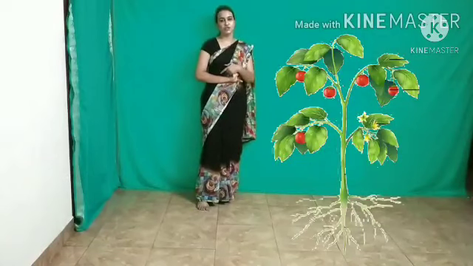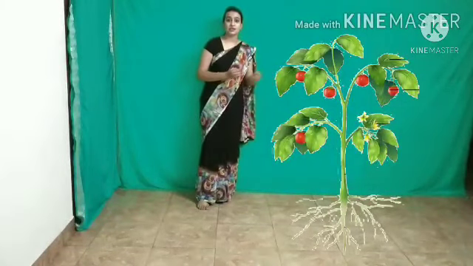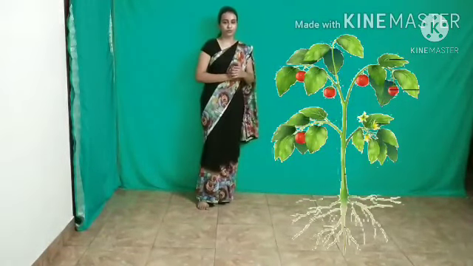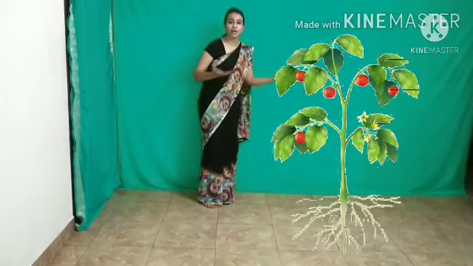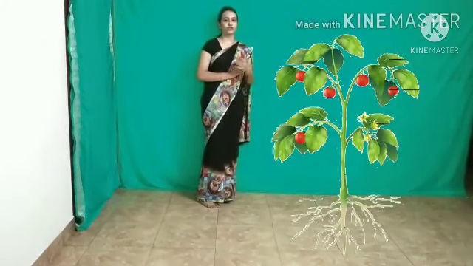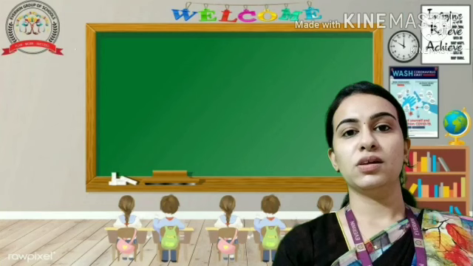So these are the different parts of a plant. All the different parts of a plant: root, stem, leaves, branches, flowers and fruit. These are the different parts of a plant.